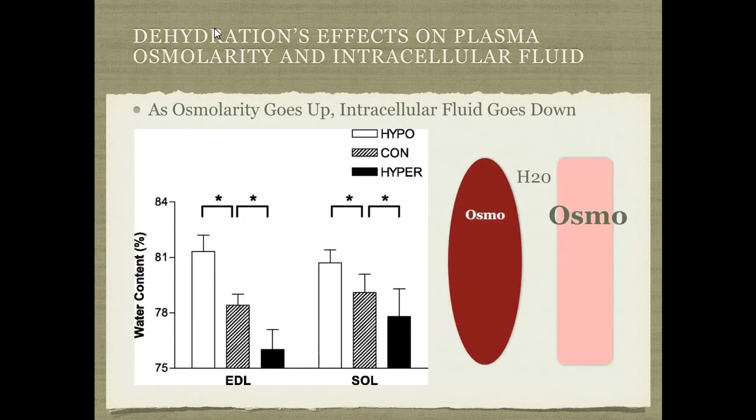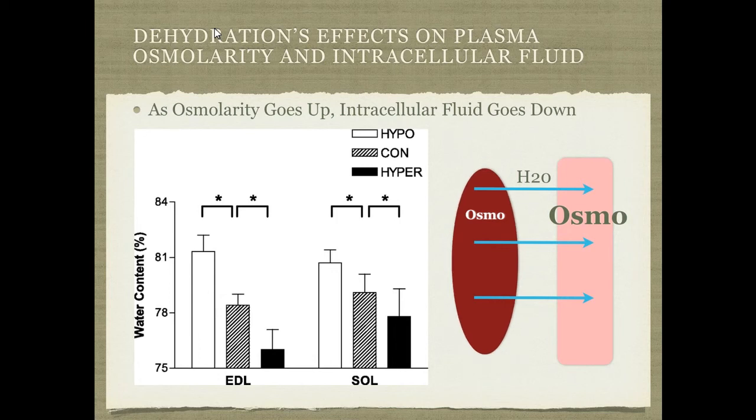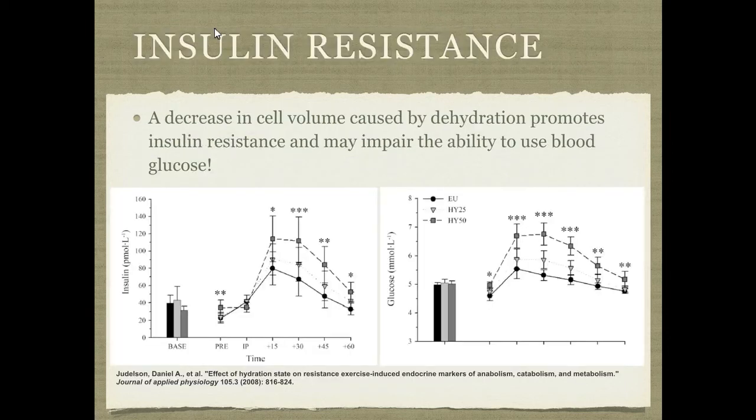This is a picture of the mechanism, where we see the EDL muscle and the soleus in a hypo, control, and hyperosmotic state. What you notice here is that if you have high osmolarity, H2O is going to leave and go into the blood, causing the cell to shrink. The other thing to worry about is that insulin resistance increases when you have a decrease in cell volume. So the cell doesn't respond as well to insulin.